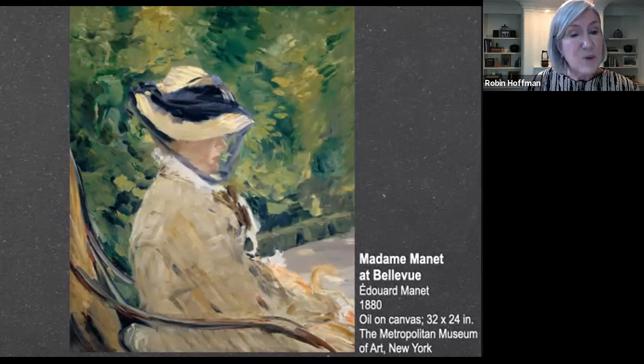This is Manet's last portrait of his wife. It was painted at Bellevue, a suburb of Paris, where they spent the summer of 1880. His wife was also a model for the next painting we're going to look at, a painting that caused a lot of controversy in the art world.